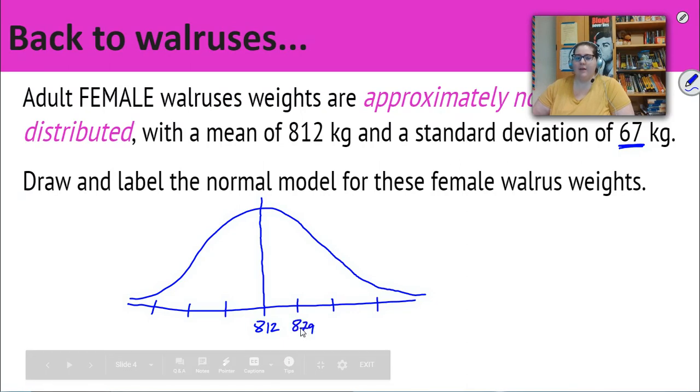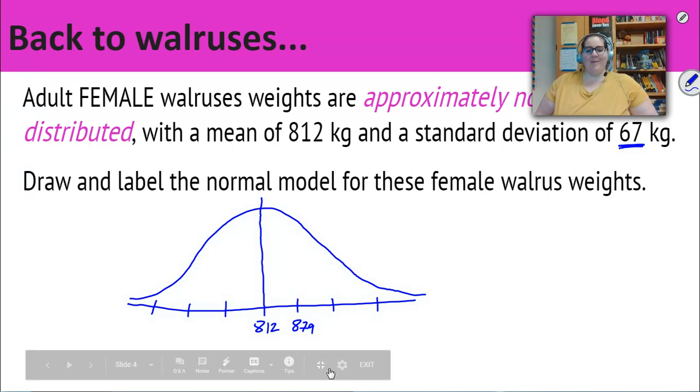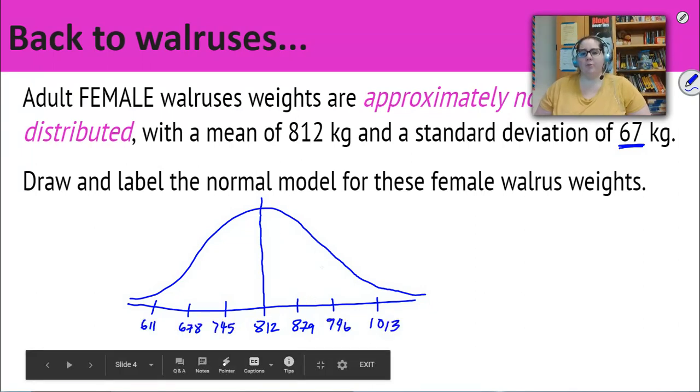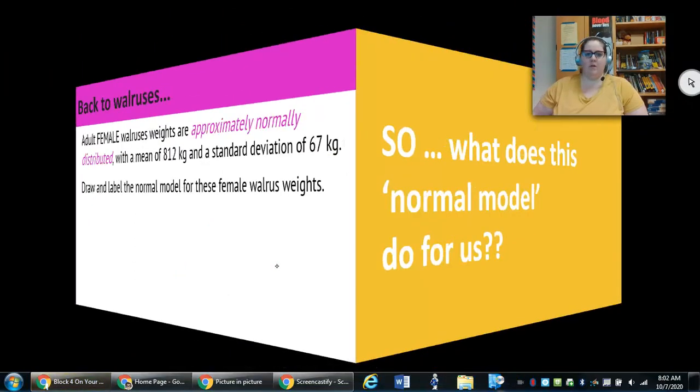879. I can do math in my head. And then if I add 67 again, that gives me this number, and again, this number. On the left side of the graph, 812 minus 67 gives me this number, minus 67 gives me that number, and minus 67 again gives me that number. So I'm going to figure out what those numbers are. Oops. And then I will come back. So there is my normal model drawn and labeled.